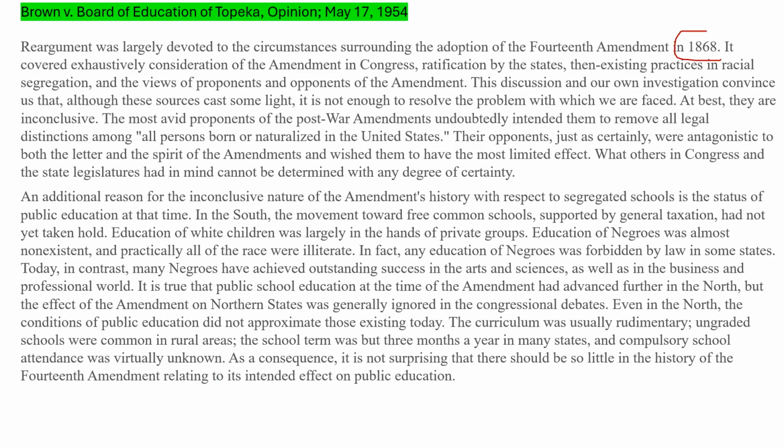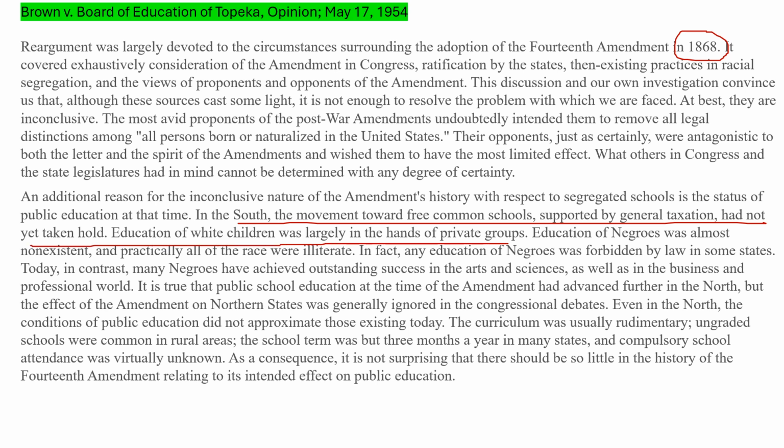This section, they reference 1868, and you want to keep in mind that at that point, slavery is about to end. And they bring this particular point up because they reference that in the South, the movement toward free common schools supported by general taxation had not yet taken hold.